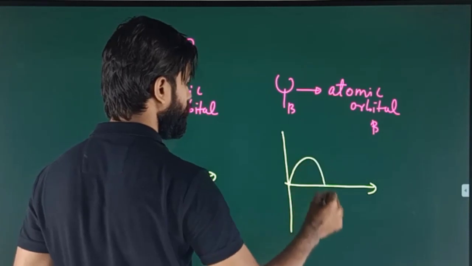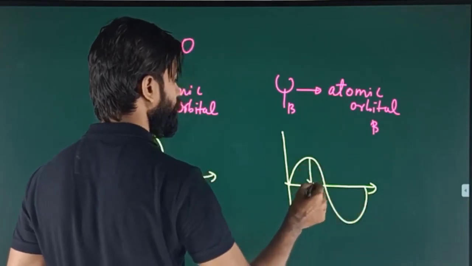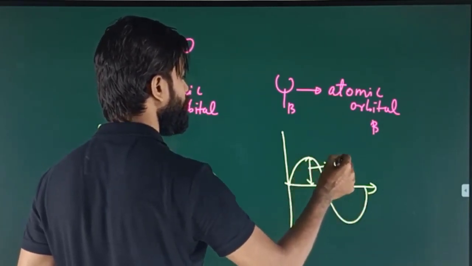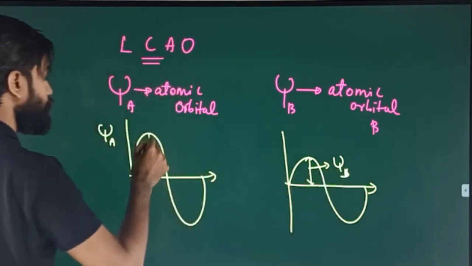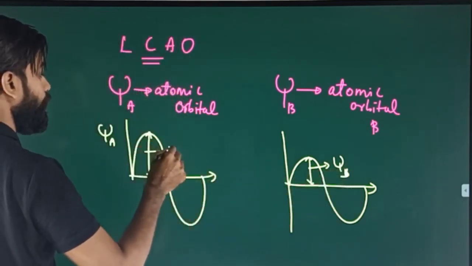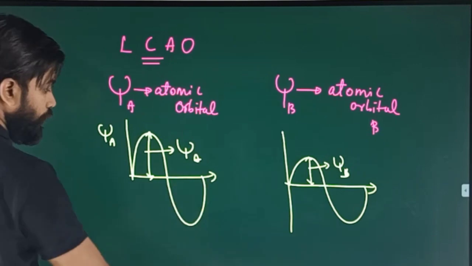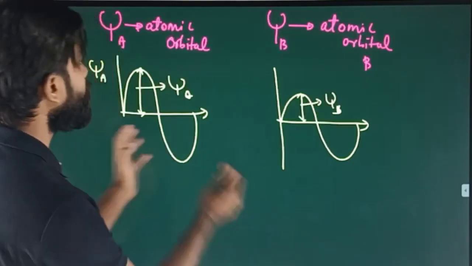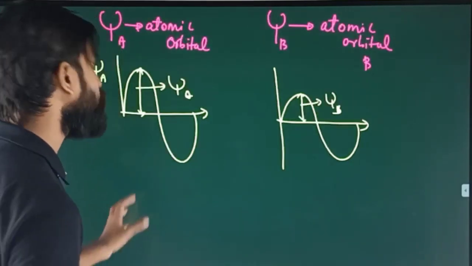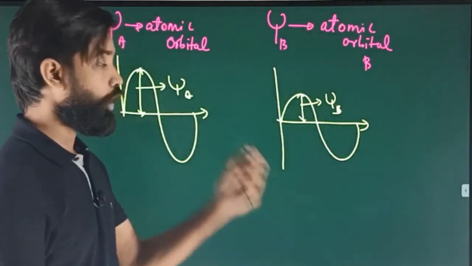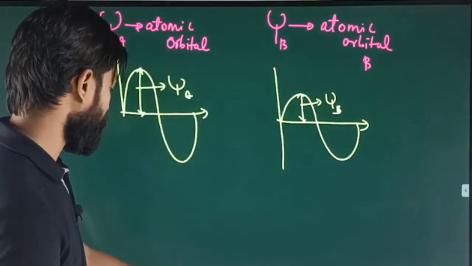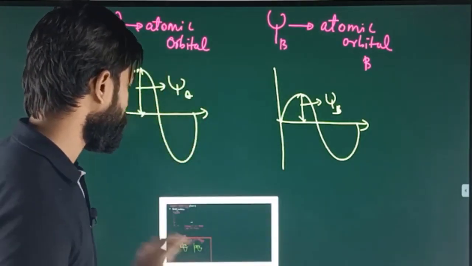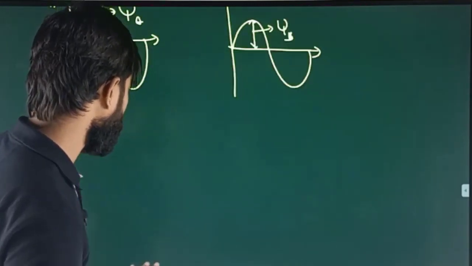Let its amplitude be a lower one. This is psi B and this is psi A. Okay. So when the two atomic orbitals combine, it means the two waves are combined. The combination of two waves is said to be interference, right? I think you are familiar with that in physics.